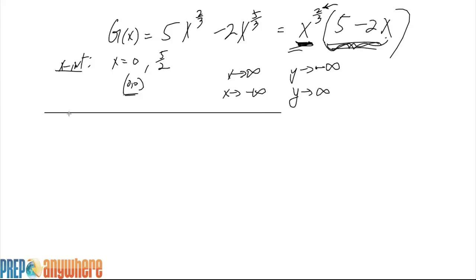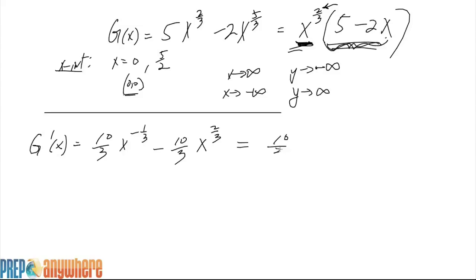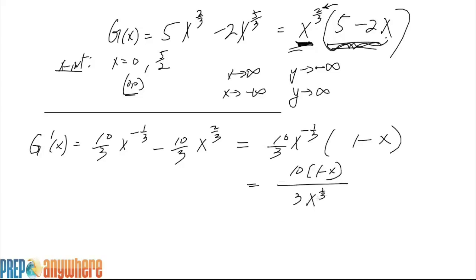Okay. Now, let's do the first derivative. So 5 times 2 over 3, that's what? 10 over 3 x to the power of negative 1 over 3. 10 over 3 again, x to the power of minus 1, you get 2 over 3. You can factor out 10 over 3 as well as x to the power of negative 1 over 3. And you get 1 minus, you add 1 over 3 to this, and you get x. This is 10 times 1 minus x, all over 3x to the power of 1 over 3, right?